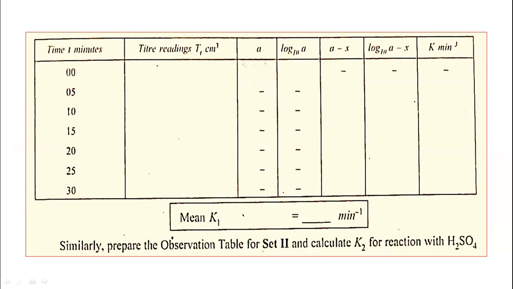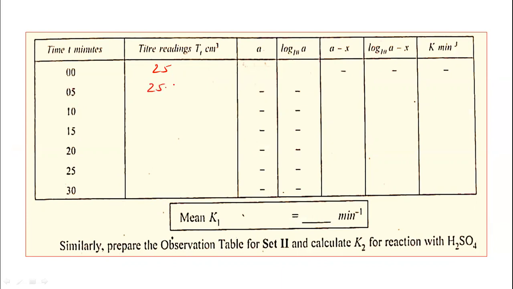Okay, so suppose we are getting the first reading here as 25 cm cube. After 5 minutes, again we have to repeat that same process. Take 5 ml of the reaction mixture in the conical flask containing ice, and once again titrate that with the sodium hydroxide solution. Now the reading should increase to some extent.